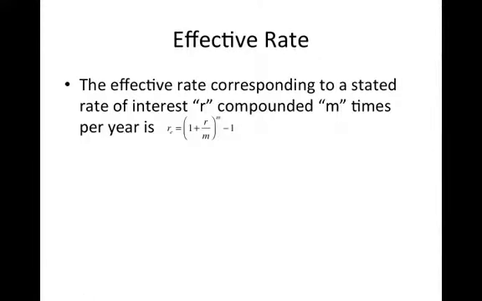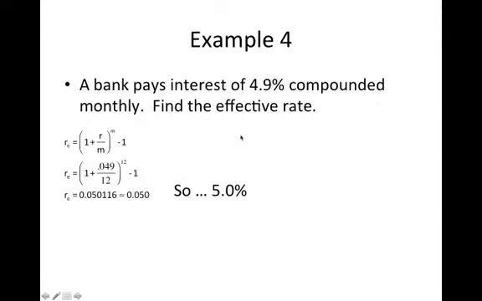All right, one more formula to work with today, effective rate. The effective rate corresponding to a stated rate of interest R compounded M times per year is R with a little e at the bottom. That's how you know it's the effective rate. Okay, see the little e? That's telling you it's the effective rate. Equals 1 plus R over M. That's our I value from before. To the nth power minus 1.